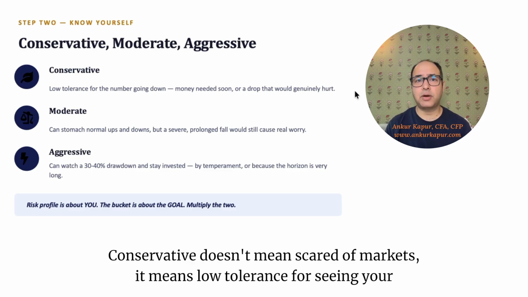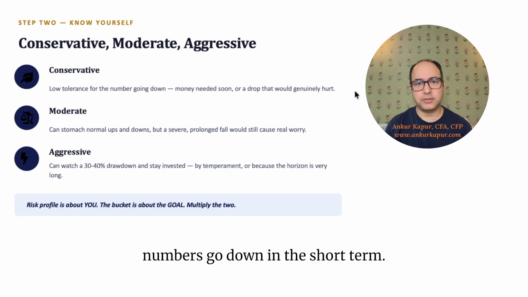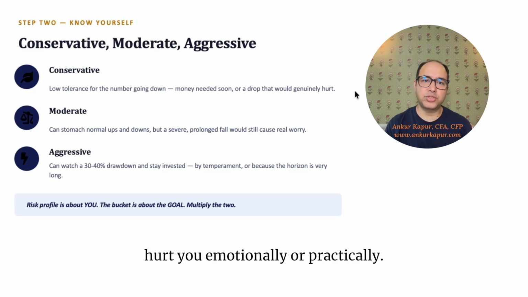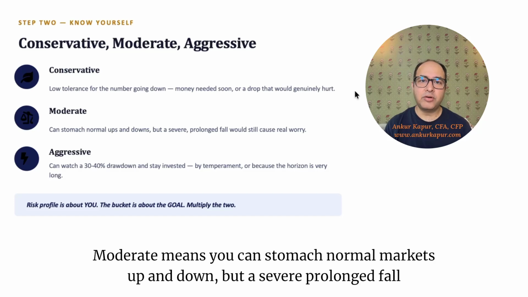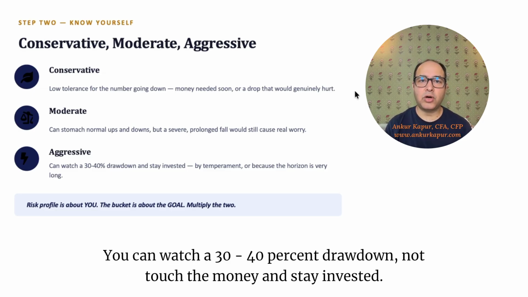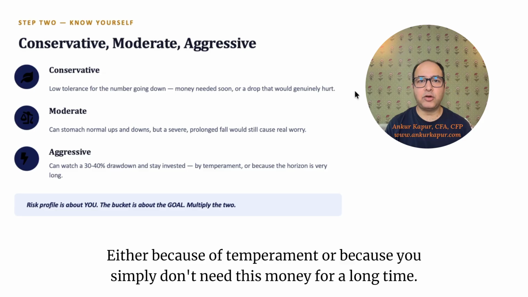Conservative doesn't mean scared of markets. It means low tolerance for seeing your numbers go down in the short term. Usually because you are closer to needing the money or because a big drop would genuinely hurt you emotionally or practically. Moderate means you can stomach normal markets up and down, but a severe prolonged fall would still worry you. And aggressive means you can watch a 30-40% drawdown, not touch the money and stay invested, either because of temperament or because you simply don't need this money for a long time.